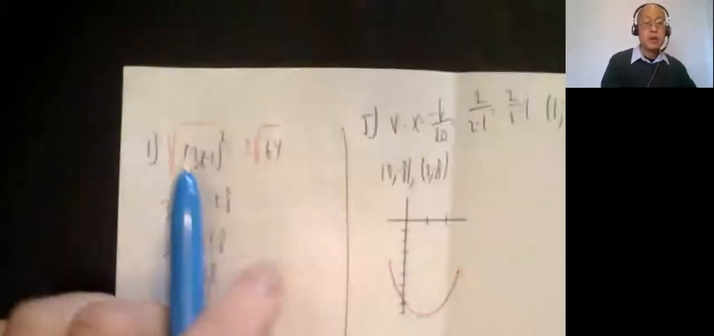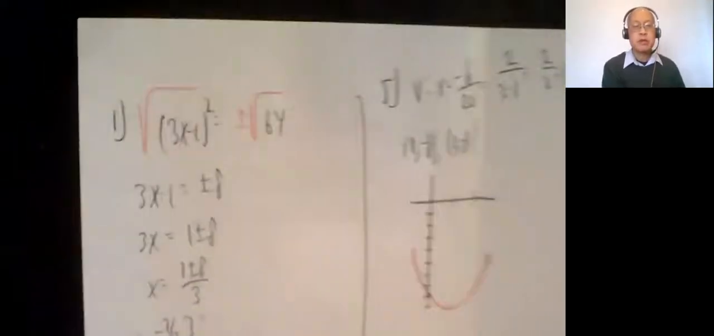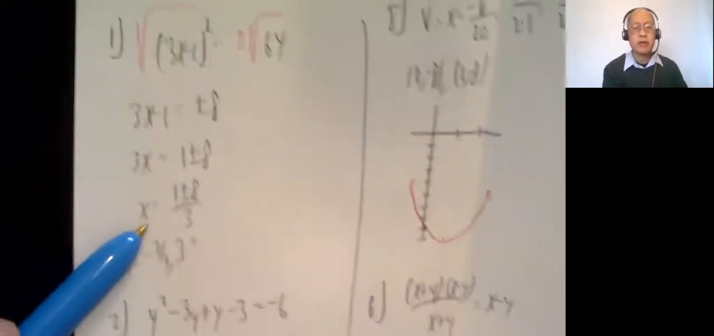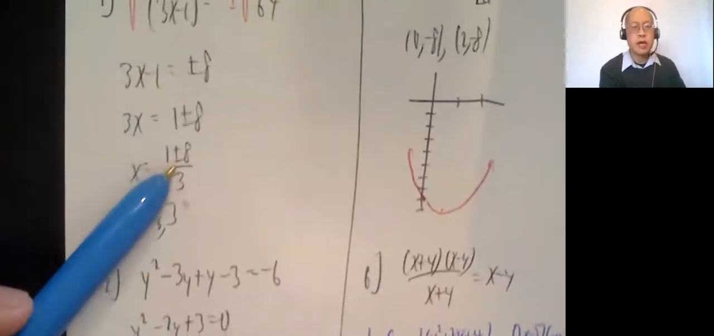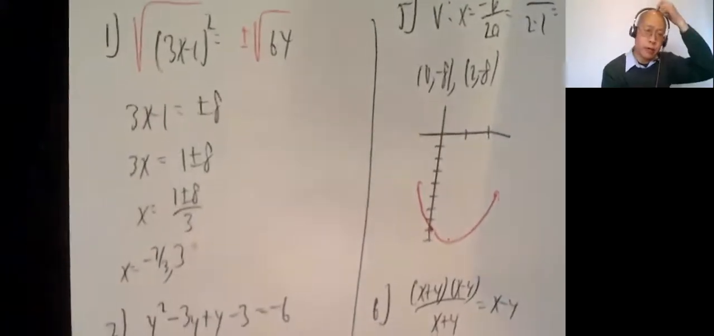Question number 1, do the square root property. 3x minus 1 equals plus or minus 8. Add 1 to both sides, divide by 3. X is 1 plus or minus 8 over 3. 1 minus 8 is negative 7/3. 1 plus 8 is 9/3. That was the easiest way to do this one, but if you did it some other way and it was legitimate and you got the right answer, I'd still give you credit.